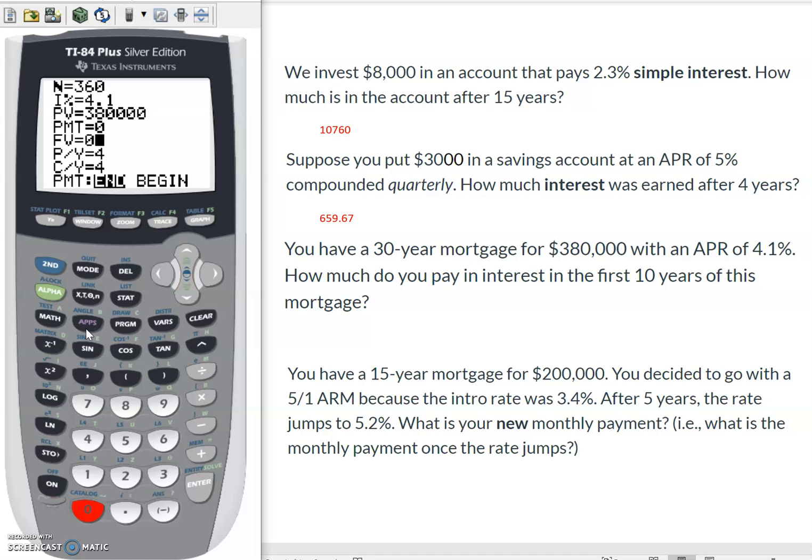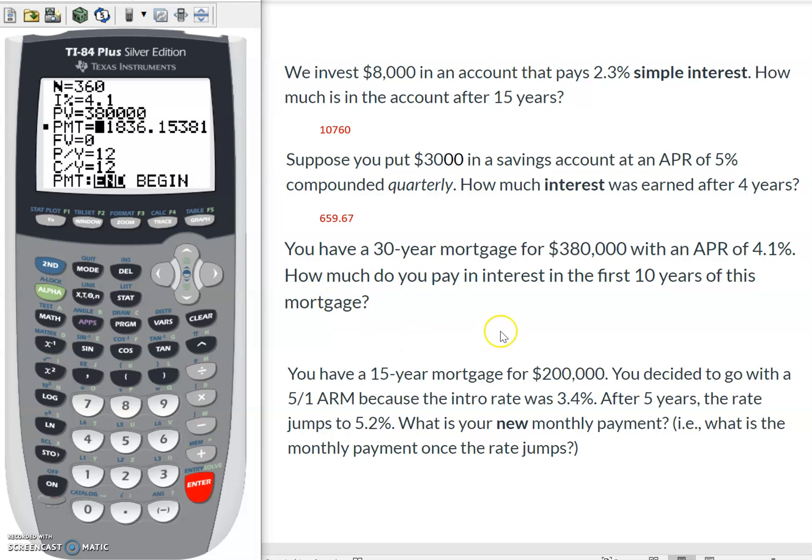Our future value, because it's a mortgage, should be down to 0. I had changed these before, so make sure these are back to 12, because of course we are doing monthly payments and monthly compounds. So what we don't know is the monthly payment. So we have to do alpha and solve.